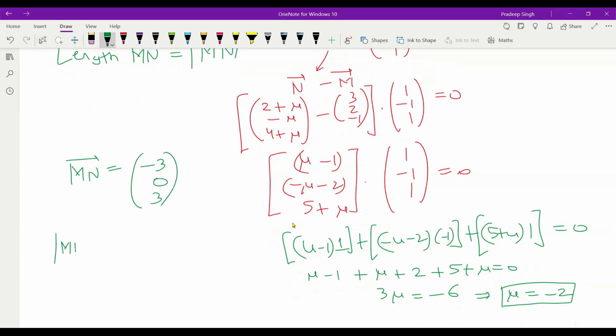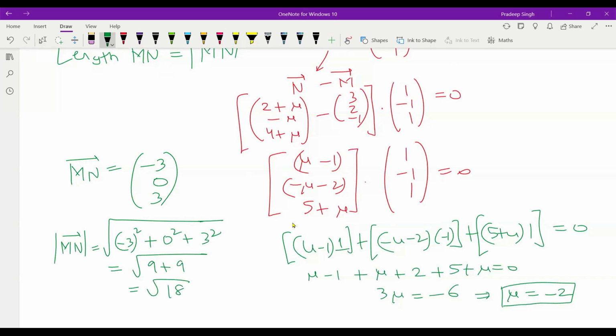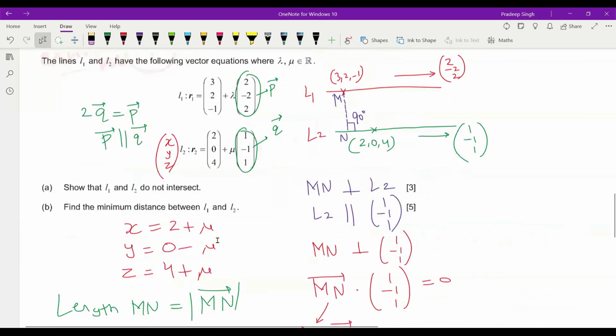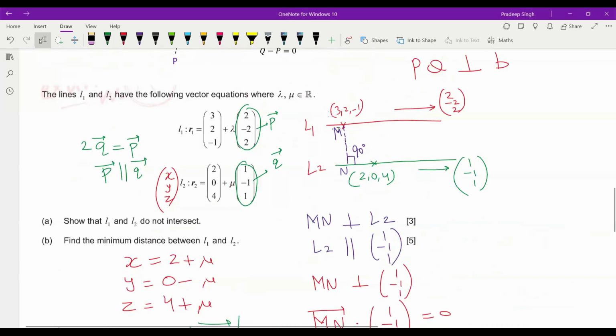Now to find the magnitude of the MN vector, we will use the square root formula, x squared plus y squared plus z squared. So we'll get minus 3 squared plus 0 squared plus 3 squared. This gets us 9 plus 9, which is square root of 18, which simplifies to 3 root 2 units. And this is the final answer. So 3 root 2 units is the minimum distance between L1 and L2.